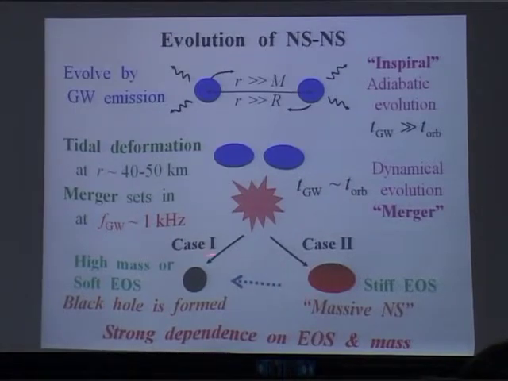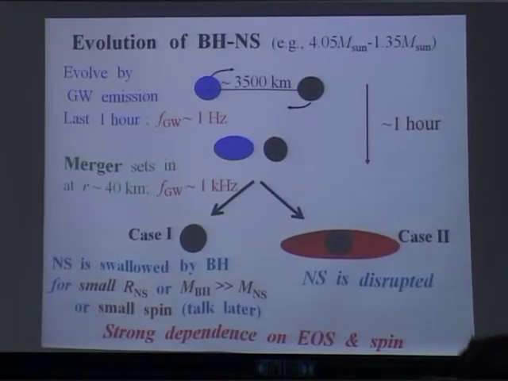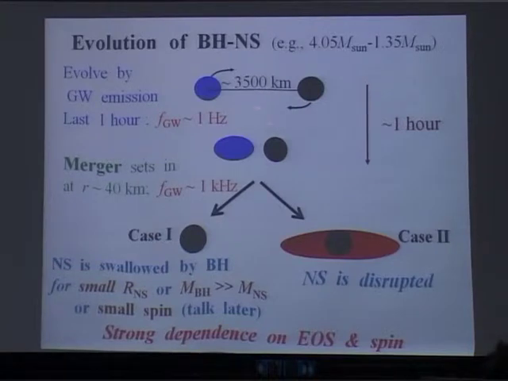Anyway, there are two cases, and the scenario strongly depends on the equation of state and the total mass of the binary neutron star. Also, a similar evolution scenario can be constructed for a black hole neutron star binary. After the two supernovae, or by dynamical capture, a black hole neutron star binary would be formed. And then it evolves due to the emission of gravitational waves, and eventually merges. And also, there are two possibilities for this merger case. For one case, the neutron star is simply swallowed by the black hole.